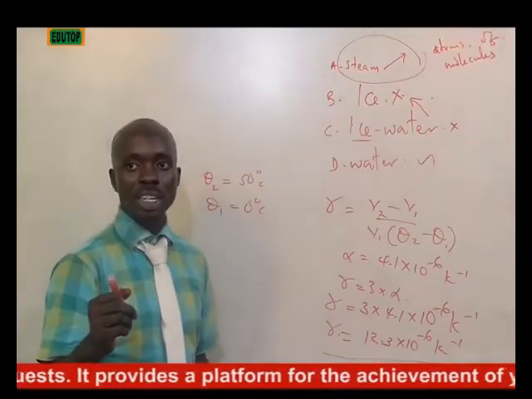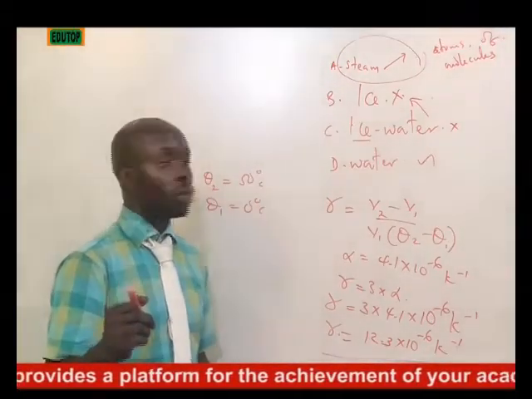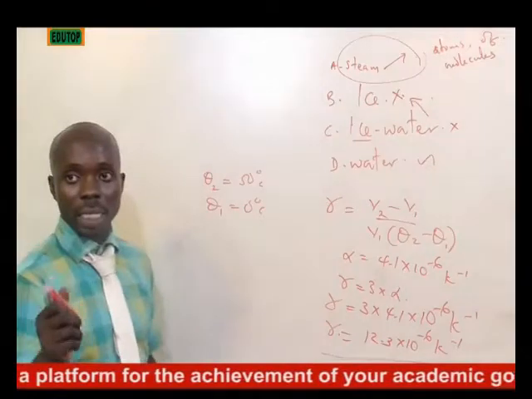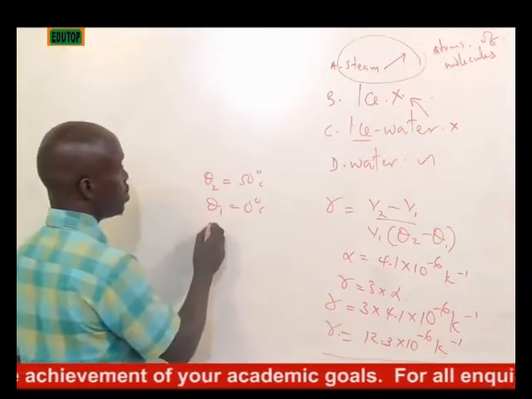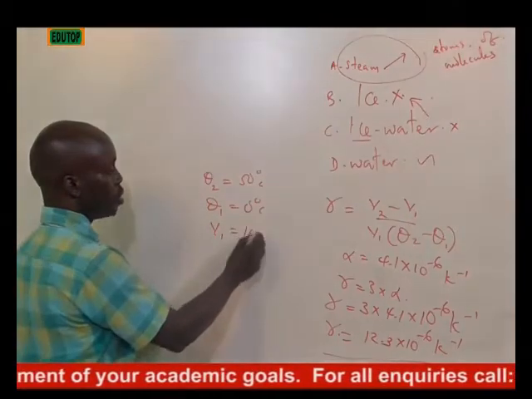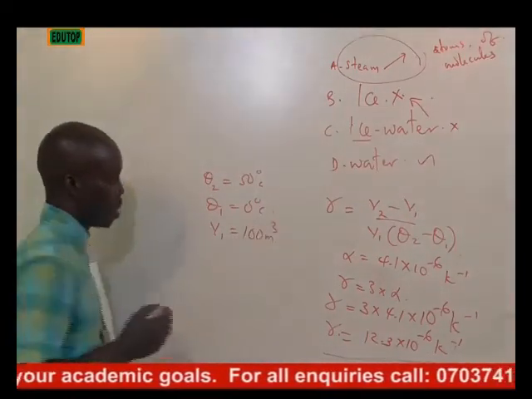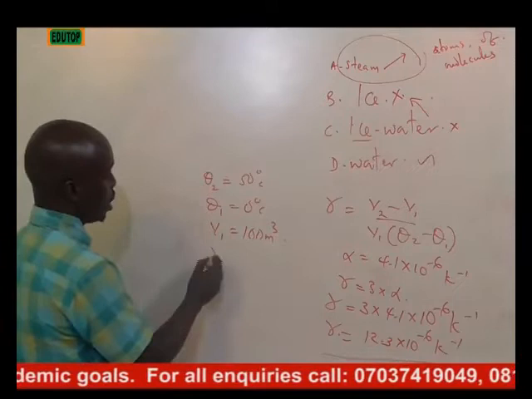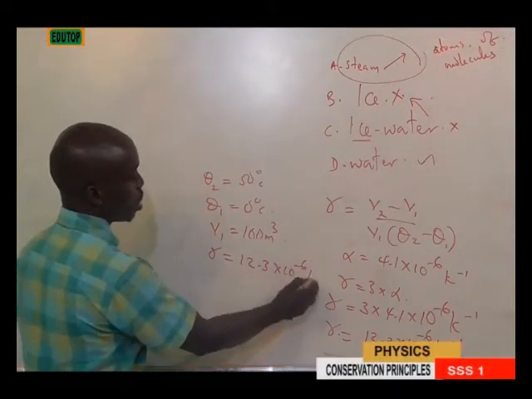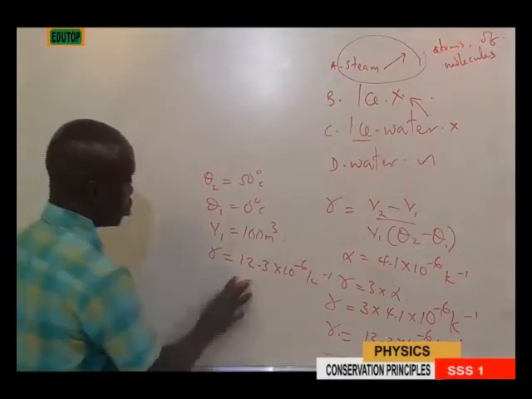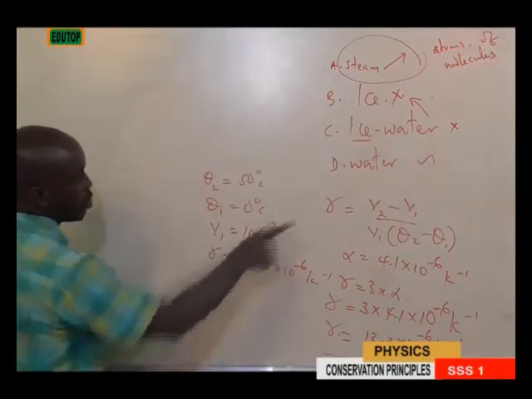We are told that our original volume equals 10. What we are told to calculate is the change in volume, the increase in volume. So it means our V1 is 100 meter cube. If we are given these parameters, we already have our gamma to be 12.3 times 10 to the power minus 6 per Kelvin. What do we do? You just input all these values into the formula.